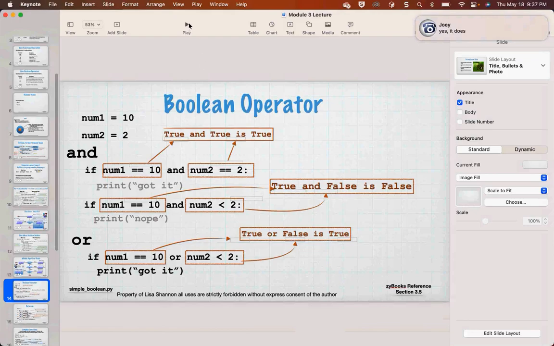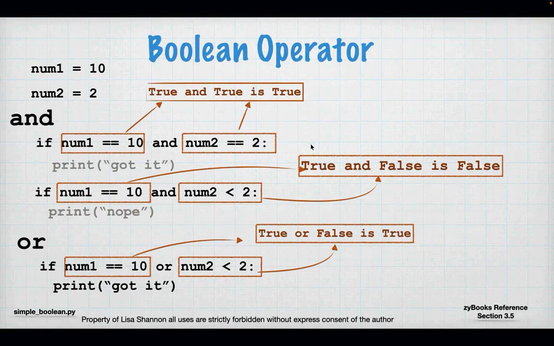Cool. So now let's talk about Boolean operators. So we've got our keywords, we've got if, elif, and else. Now we're going to talk about our Boolean operators. There are two Boolean operators. There's and, and there is or. Now there's a big table in ZyBooks that talks about this.